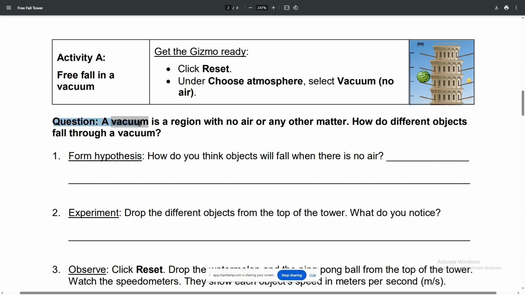Question. A vacuum is a region with no air or any other matter. How do different objects fall through a vacuum? Question number one. Form a hypothesis. A hypothesis, if you remember, is an educated guess. So, how do you think the object will fall when there is no air? Write down your thinking. Do you think it'll make the objects fall at the same speed or different speeds? They'll be the same as air. Write down whatever you're thinking.